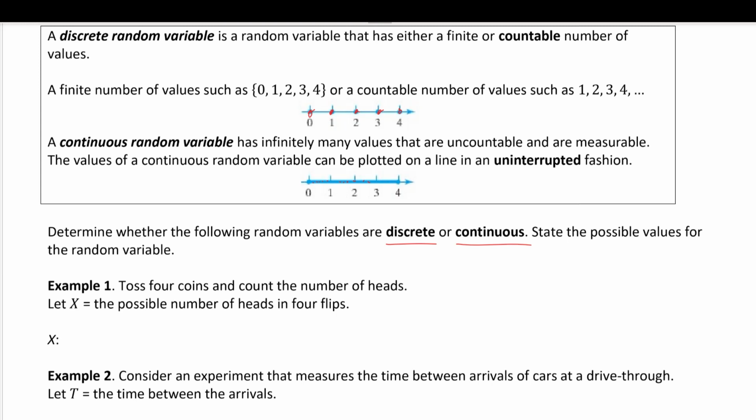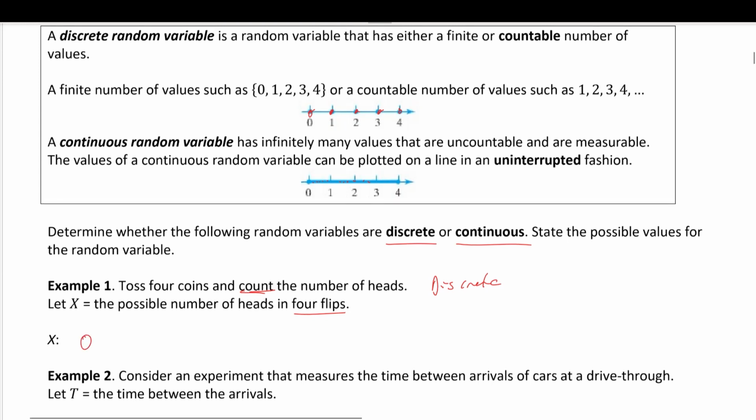So example 1, toss 4 coins and count the number of heads. Well, first of all, are these discrete or continuous? And since we are counting the number of heads, I would say that's discrete. And if we can list out the possible number of heads in 4 flips of a coin, well, in 4 flips of a coin, can you have 0 heads? Well, yeah, you can have 0 heads, and that means the 4 coins were all tails, right?